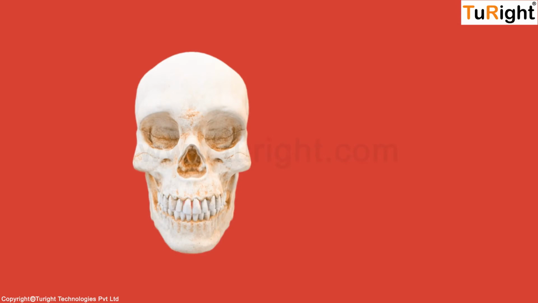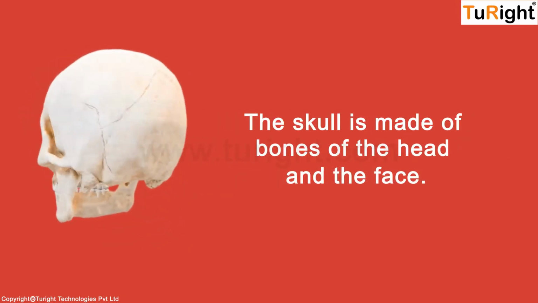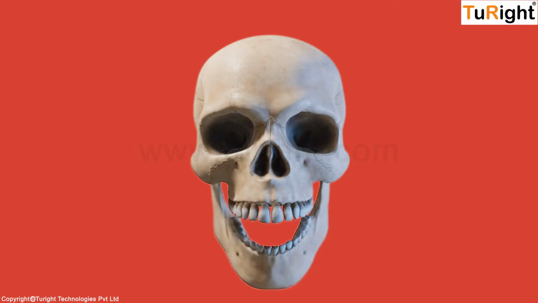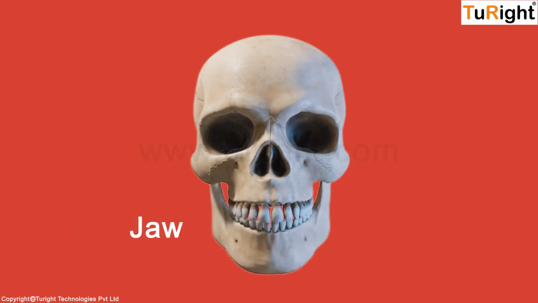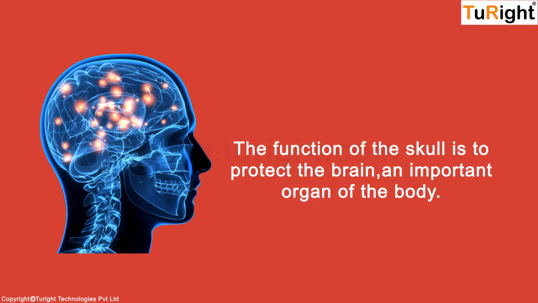The skull is made up of bones of the head and the face. All the bones of the skull are immovable except the jaw. There are depressions or holes in the skull for the eyes and nose. The function of the skull is to protect an important organ of the body, which is the brain.